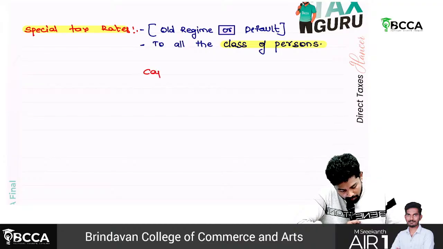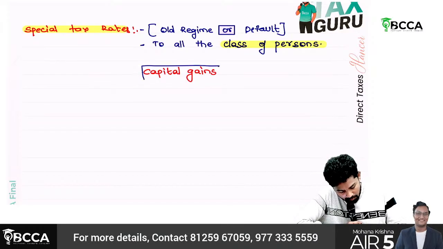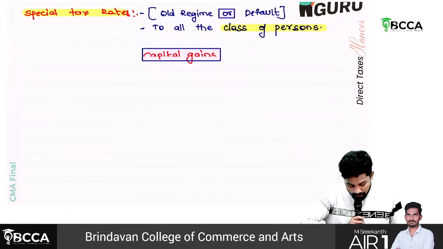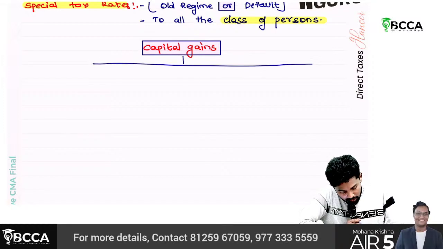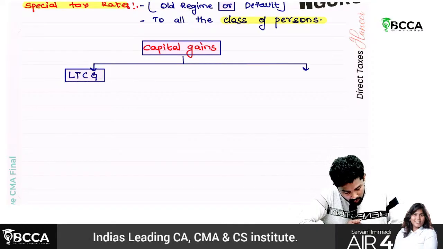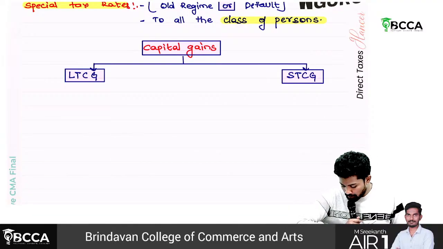Capital gains. First we are starting with capital gains, sir. So we all know under capital gains, how many types are there, sir? Long term and short term. So long term capital gains, LTCG, and short term capital gains, STCG.